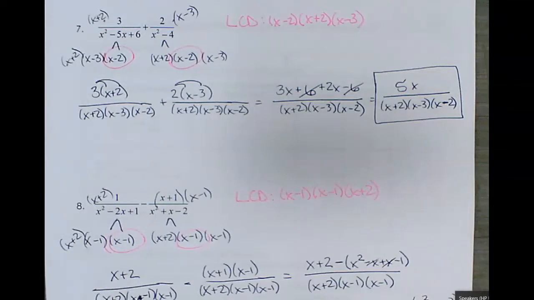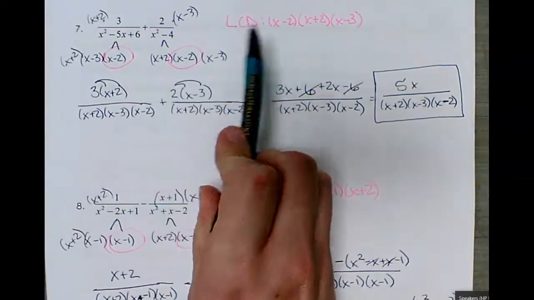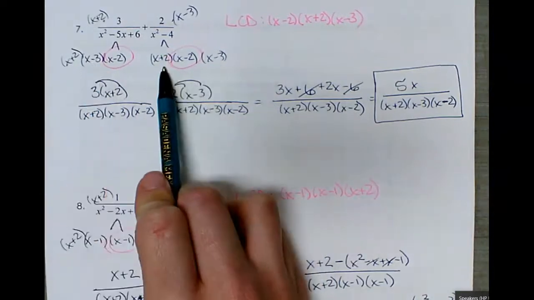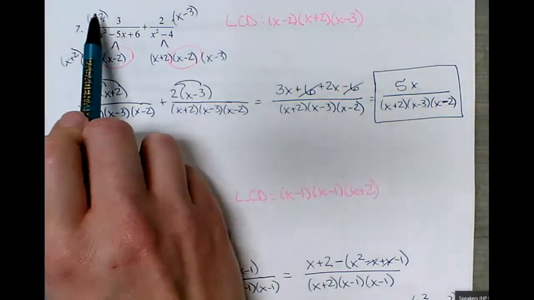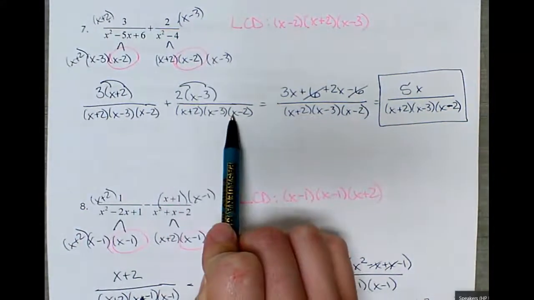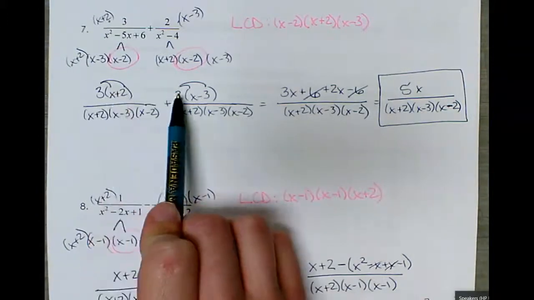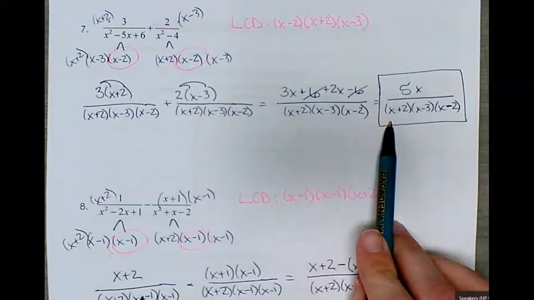In number 7, the least common denominator has to have an x minus 2, but then also an x minus 3 and an x plus 2. So in the first fraction, you multiply by x plus 2. In the second, you multiply by x minus 3. You distribute your 2 and your 3. You combine your like terms and you get your answer.